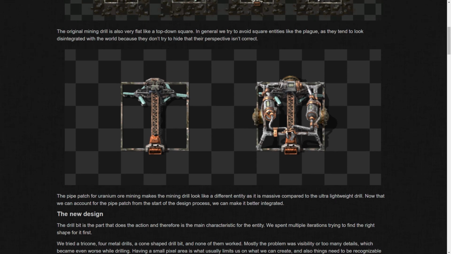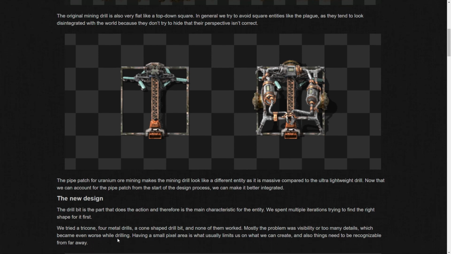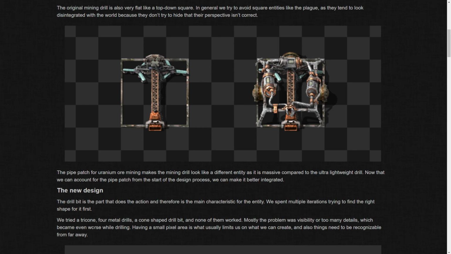So we move on to the new design, which is really interesting. So the drill bit is the part that does the action, and therefore is a main characteristic for the entity. We spent multiple iterations trying to find the right shape for it first. We tried a tricone, four metal drills, a cone-shaped drill bit, and none of them worked. Mostly the problem was visibility or too many details, which became even worse while drilling. Having a small pixel area is what usually limits us on what we can create, and also things that need to be recognizable from far away.